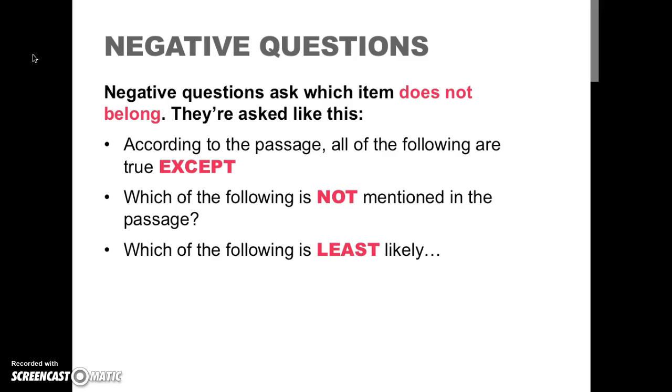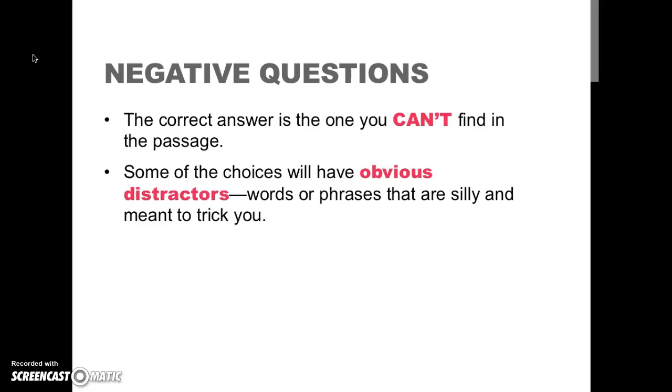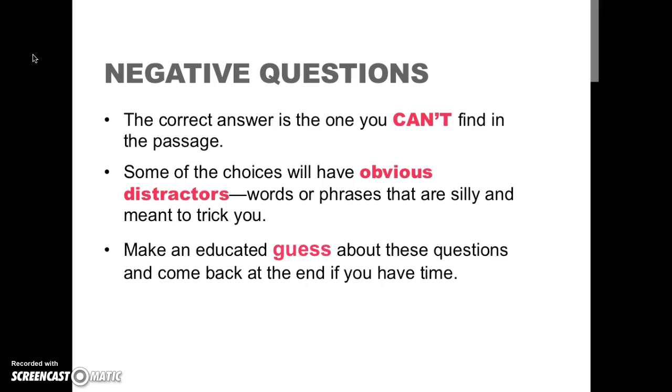If you see these words, except, not, least, these are very, very important because they tell you it is a negative question. Okay, the correct answer is the one you cannot find in the passage. Some of the choices will have obvious distractors, words or phrases that are silly and meant to trick you. So maybe some answers look good, but some answers look kind of silly. You can just not choose that answer because it is silly. Throw it out.